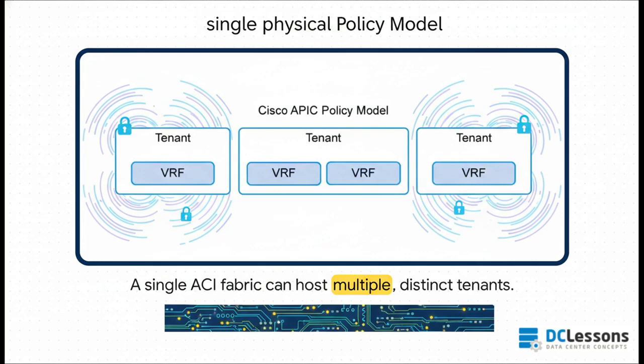And this visual really drives that concept of isolation home. On one single physical ACI fabric, you can host multiple, totally distinct tenants. Each one is its own little self-contained world of policy, with its own VRFs and network constructs, completely unaware that the others even exist. This is what lets a service provider host multiple customers securely, or lets a big company cleanly separate different parts of the business on the same hardware without any fear of overlap.